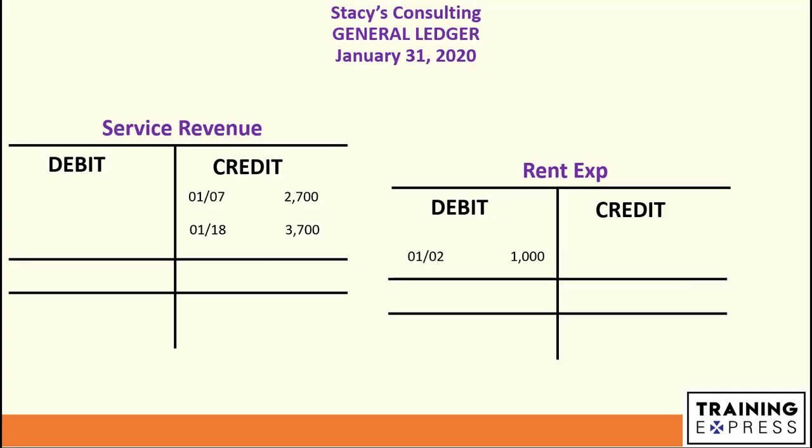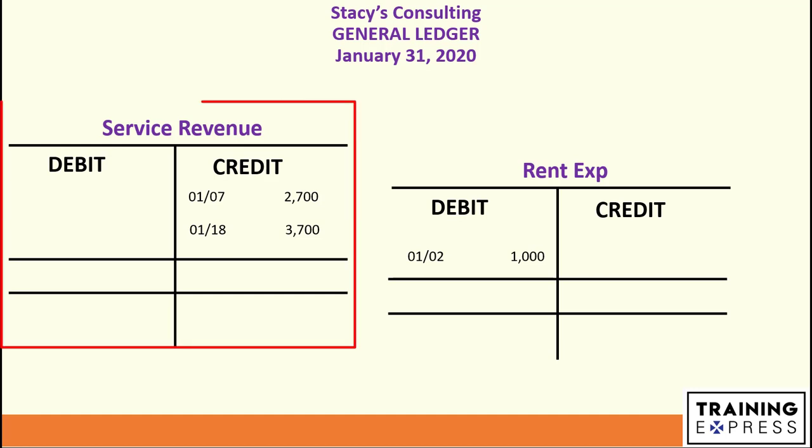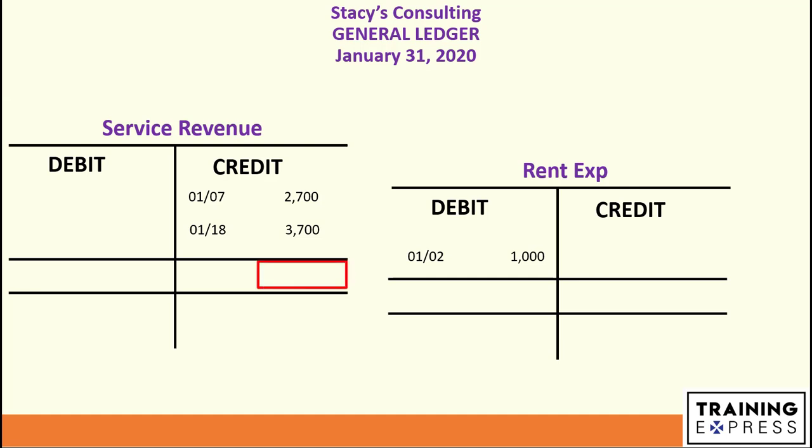Now let's continue our discussion for the next two ledgers. You can see we have here service revenue and rent expense. Let's look at service revenue first. On the debit side, there is no transaction. So it means the total of debit side will be 0. If I look at the credit side, there are two transactions, and the total of the credit side should be $6,400.